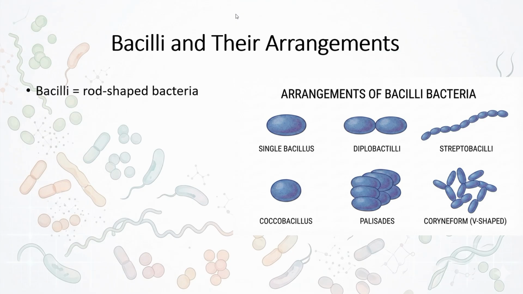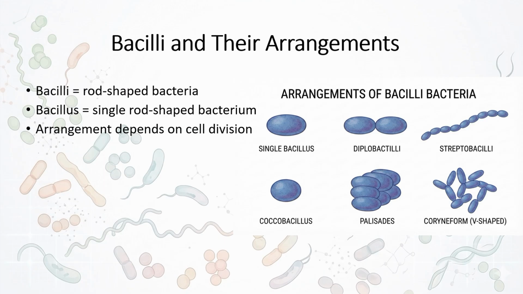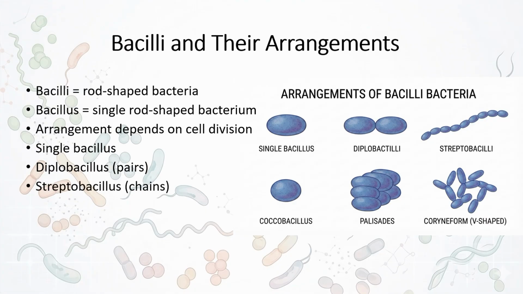Okay, so these are rod shaped bacteria, and here you have to notice the single rod shaped bacterium. If it is only one, then we call it bacillus. So bacillus is the singular form and bacilli is the plural form. Now, they also show different arrangements like single bacillus, diplobacillus if it is arranged in pairs, and if it is arranged in a chain, it is known as streptobacilli. And then another one, you can see here, it is cocobacillus.